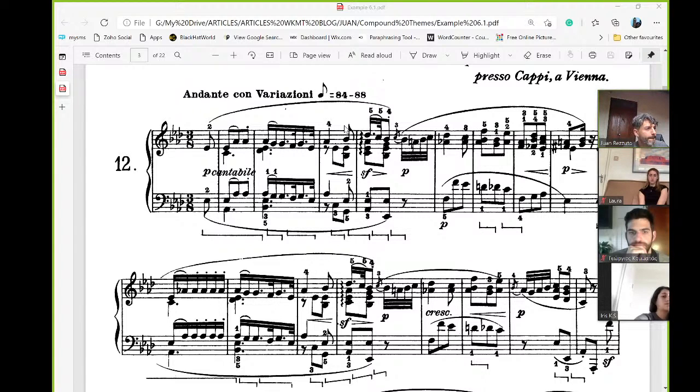Contrasting idea. The next 2 bars. Exactly. Until where? Until the slack. Exactly. So we have clearly, and harmonically speaking, what are we in front of?